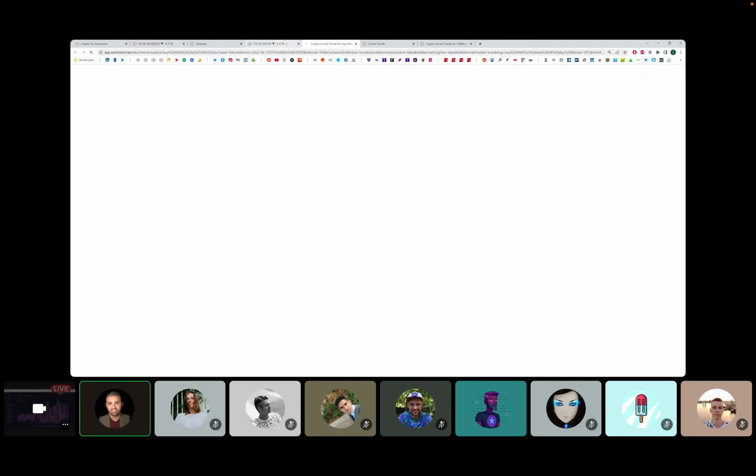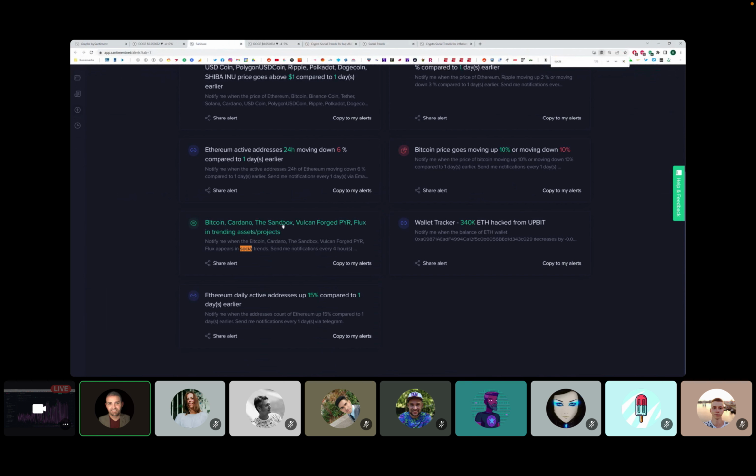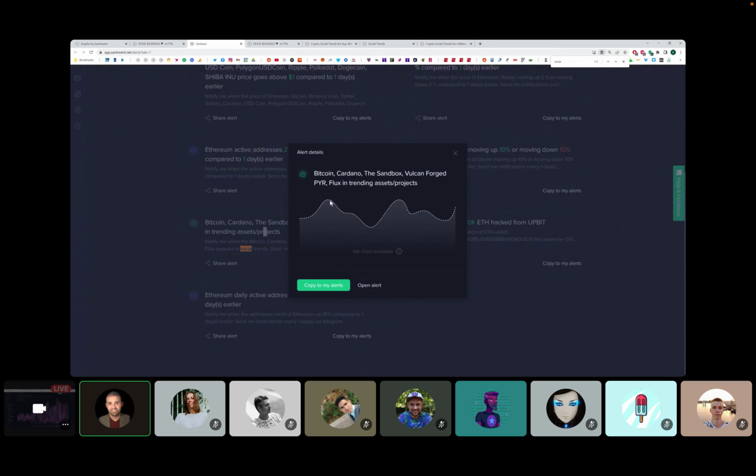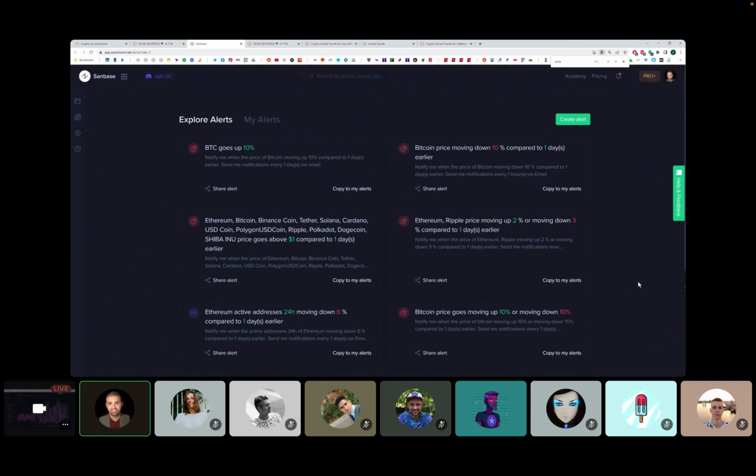And then what we're doing with the alerts is it's showing anytime some of these key projects trend. This is just a random one that I think one of our staff members made because they're interested in Bitcoin, Cardano, the Sandbox, Vulcan Forge, PYR, Flux. It tells him or her whenever one of those 5 or 6 assets are trending, and it'll go straight to his phone within 5 minutes or so, whether it's via email or Telegram, to tell him that asset is now trending, whether it's because the price is plummeting or rising, or there's just some huge real news story about it.